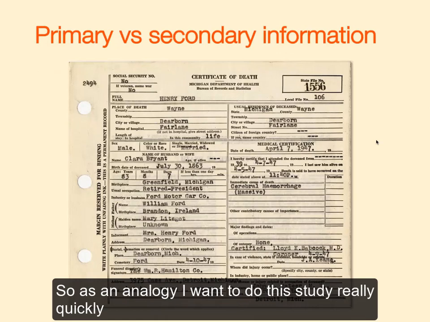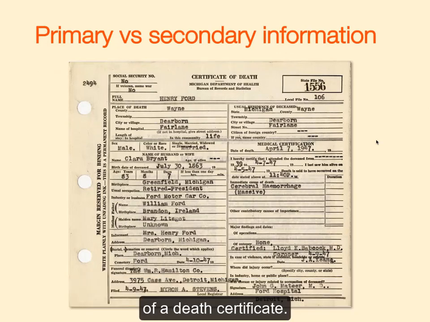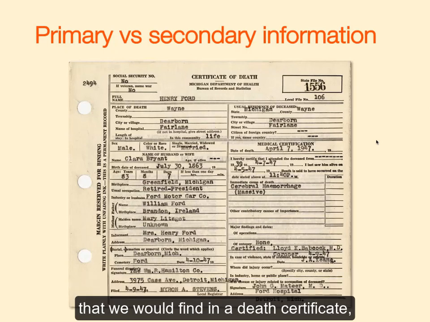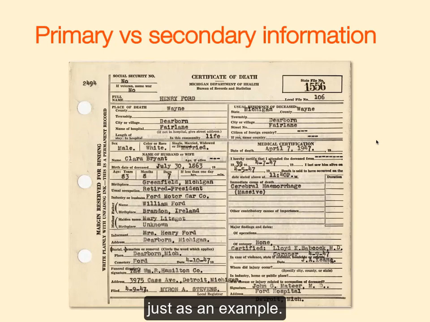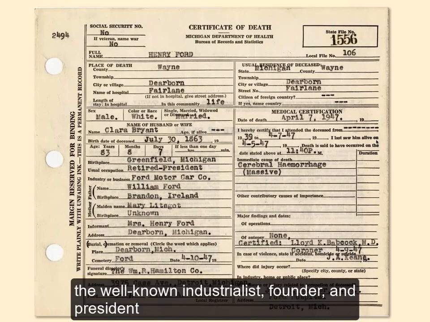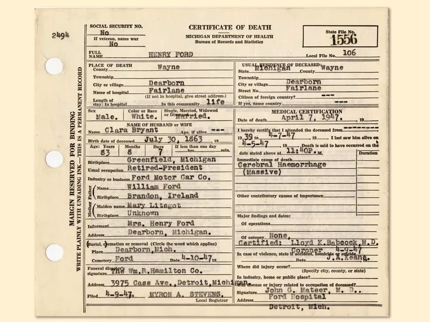So as an analogy, I want to do this study really quickly of a death certificate. And we'll look at the primary and secondary information that we would find in a death certificate, just as an example. Let me blow this up. So this is the death certificate for Henry Ford, the well-known industrialist, founder and president of the Ford Motor Company.